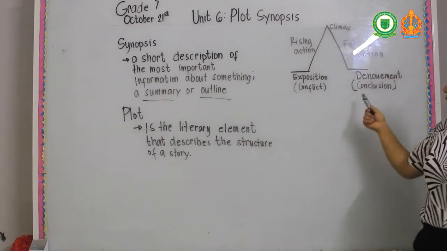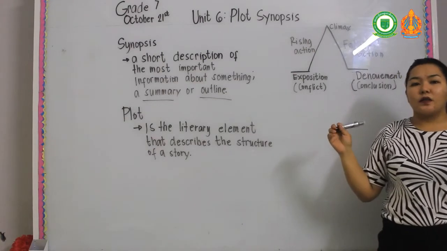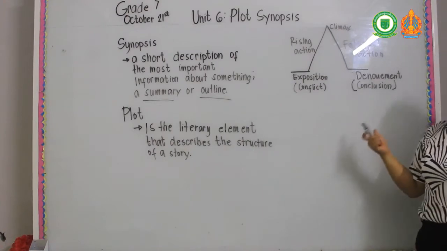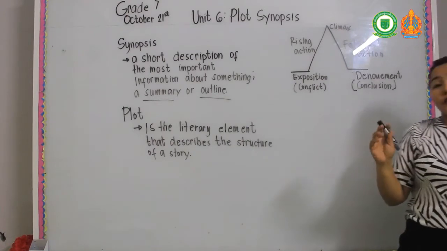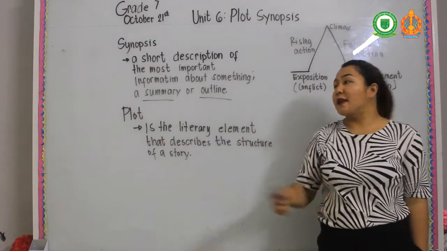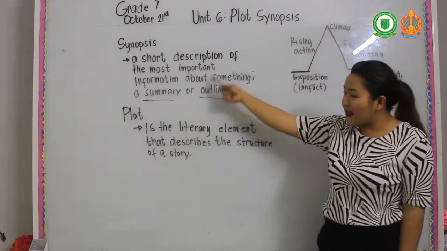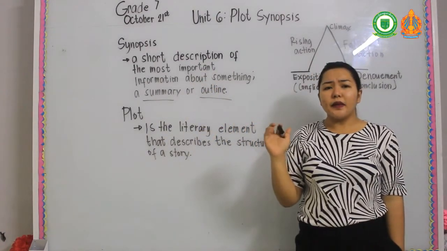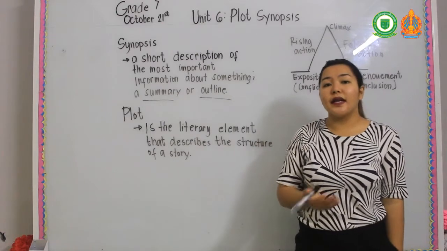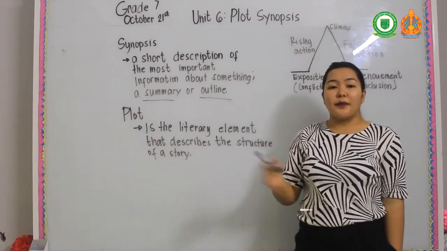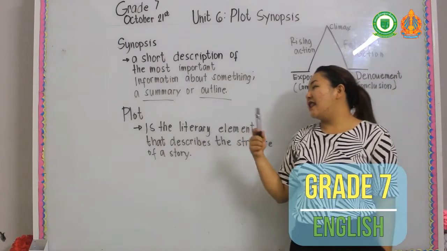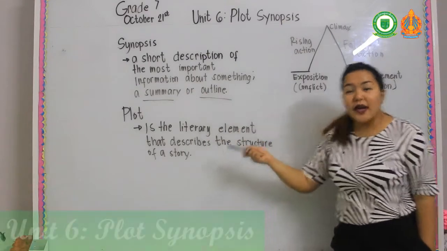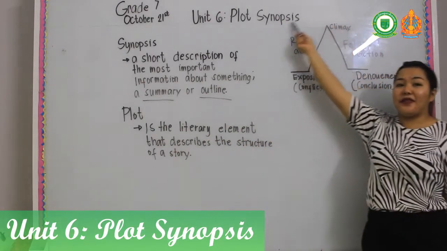Based on the name itself, conclusion is what happened, or the ending of the story. So that's your plot synopsis. I'll just make it simple. I hope that you understood what plot synopsis is, because we covered what synopsis means and what plot is. When we say synopsis, it is the outline or summary of a story or something that you've read. And when we say plot, it's the literary element that describes the structure of a story. So if they go together, then you will be able to have this.